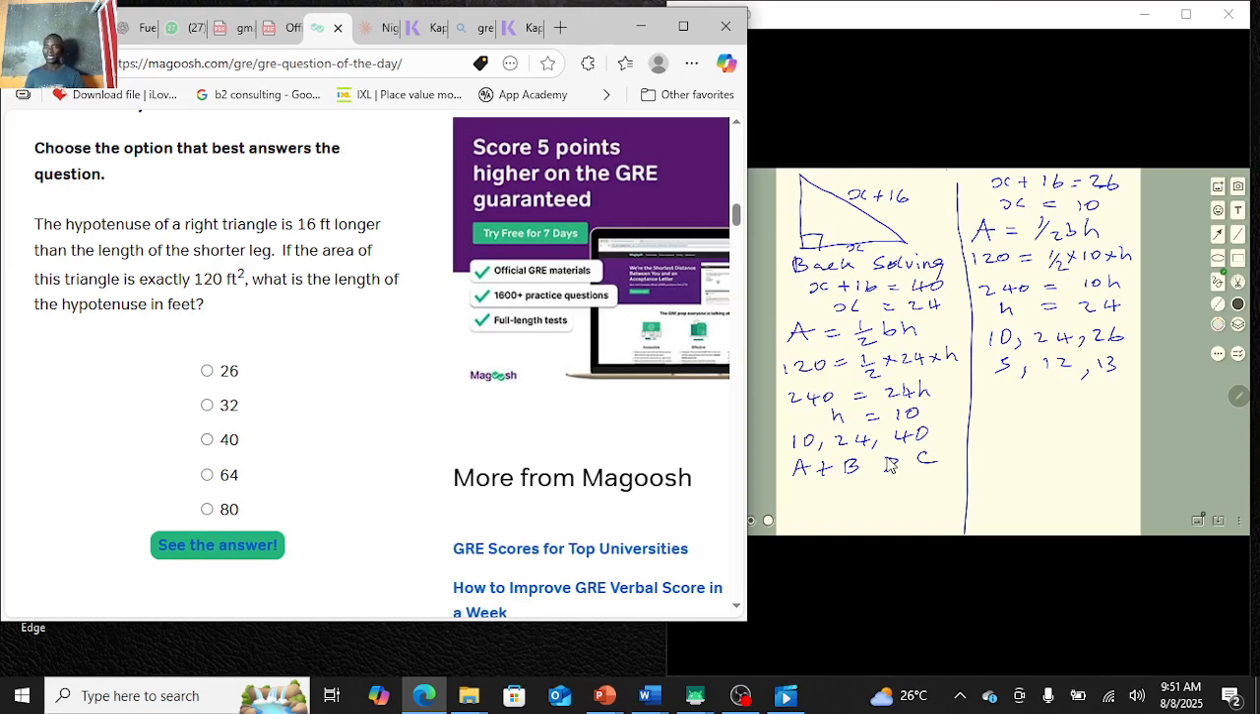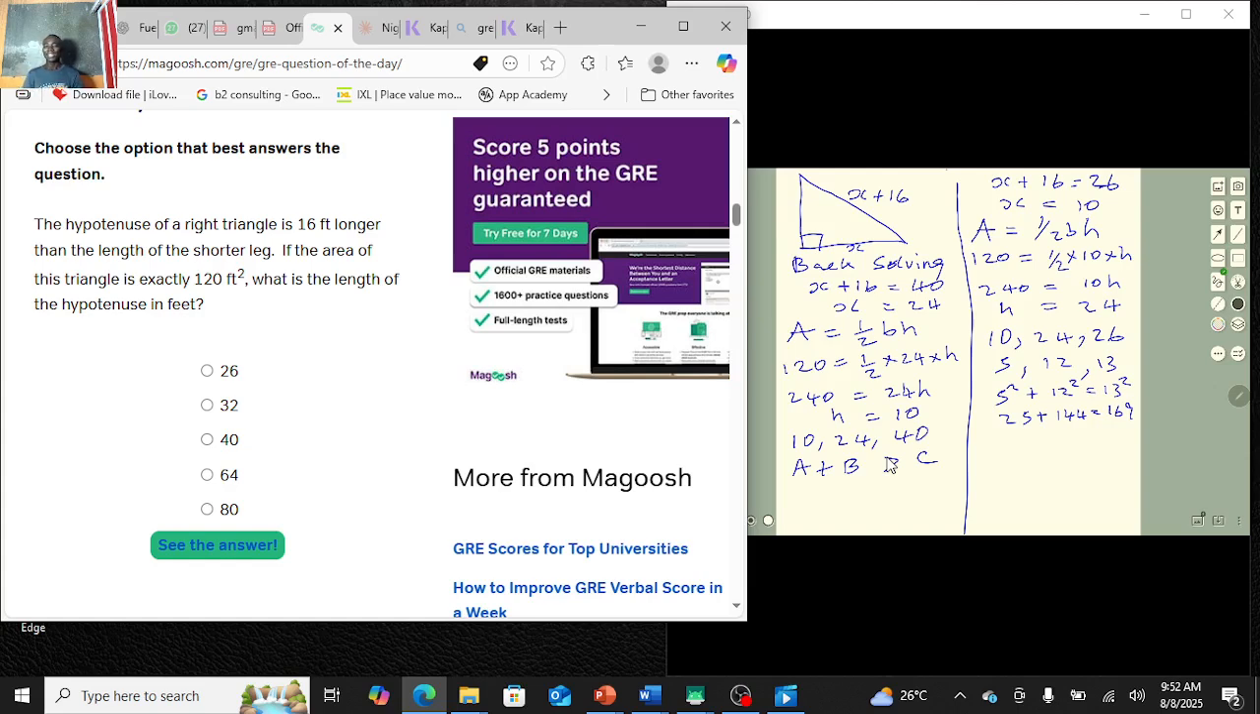If you check, 5 squared plus 12 squared should give you 13 squared. You can do that quickly. That is 25 plus 144, which is 169. So that is the answer. So A is the answer.